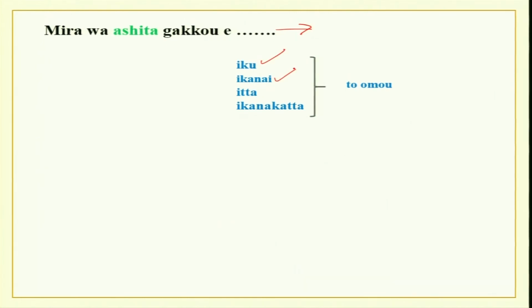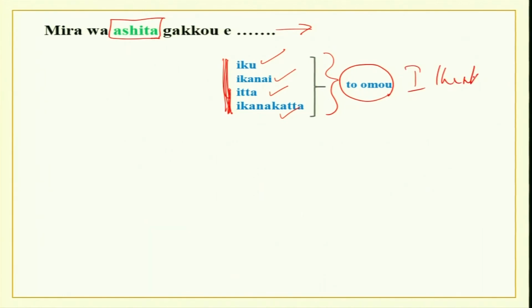Gakko e ikanai. She will not go tomorrow. Mira wa kino gakko e itta. She went to school yesterday. Kino gakko e ikanakatta. She did not go to school yesterday. So, these two, as they are in past, the time expression over here will also be in past. Now, what do you see from here? The important thing is that with to omou also, as with kedo and with hoga, we use plain form of the verb and it means I think.